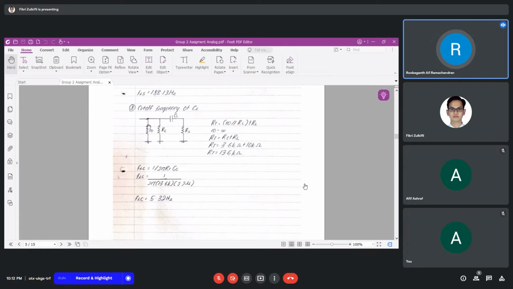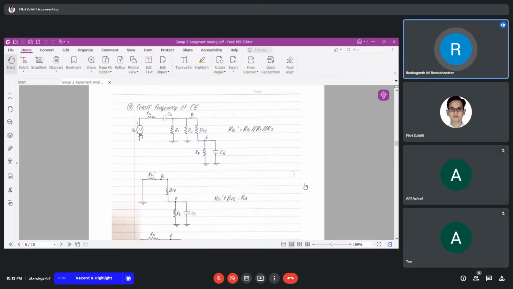Then the next is the cutoff frequency of CC. First of all, we need to find the R total, where ro is parallel to RC plus RL. We consider that ro is infinity, so the R total will be RC plus RL only, which equals 3.6k plus 10k, equals 13.6k ohm. Using that value, we substitute into the cutoff frequency formula, FLC equals 1 over 2 pi RT CC, which is 1 divided by 2 pi times 13.6k times 2.2 microfarad, equals 5.32 hertz.